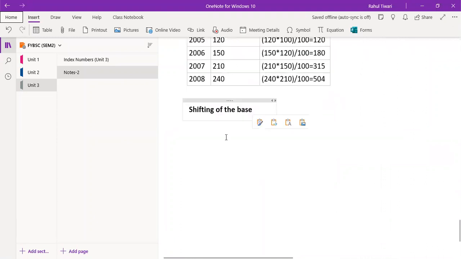The third part is shifting of base. So, when do you use the shifting of the base? As I said, when index numbers are provided for a series of years with the base years distant from the past year. If there is too much distance, then clearly the index number does not tell us much about the situation, much about the economic system. In that scenario, one can use the concept of shifting of the base. So let's see that.